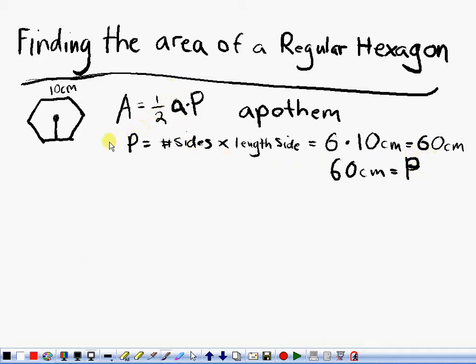Alright, so now let's find the apothem. This is the part that's going to take a little bit of work, and I will show you exactly how to do it, so don't worry about that. So what you're going to do is notice the fact that this hexagon is actually made up of triangles. Maybe if I could use a dashed line, and then I can show you. I'm freehanding this, so bear with me.